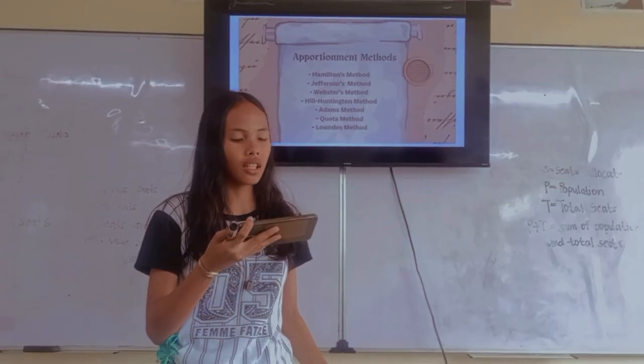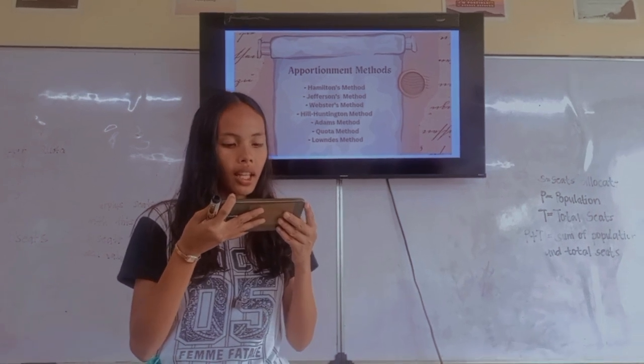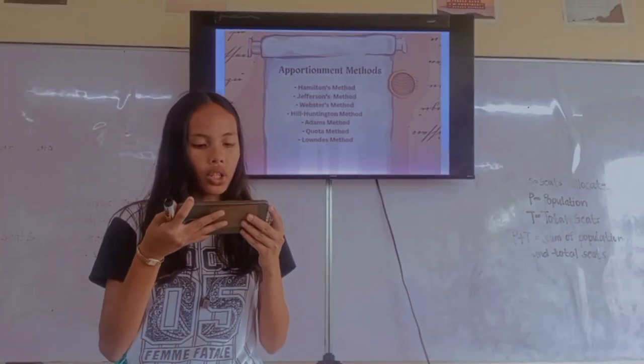The last method is the Lowndes method. Allocate seats based on groups, but prioritize groups with a higher proportion of the remainder.